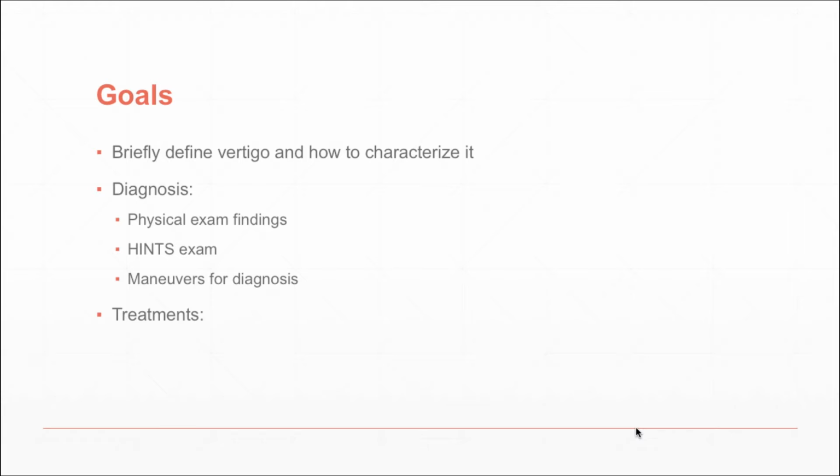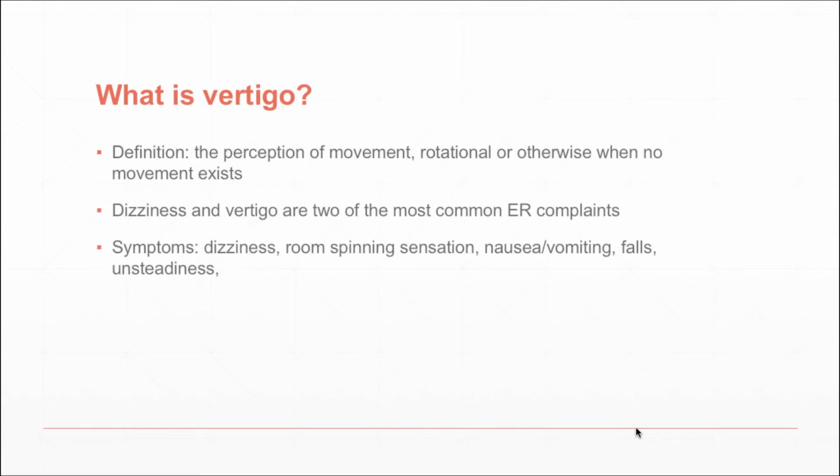So the reason I picked this topic is because vertigo and dizziness are one of the most common ER complaints, and yet I feel like a lot of times what we do is we see the patient, we try meclizine, it works, and we send them home, which isn't always right. There's no data to prove that meclizine can diagnose something like benign positional vertigo. So I feel like a lot of the intricacies of diagnosing it get lost. So what is vertigo?